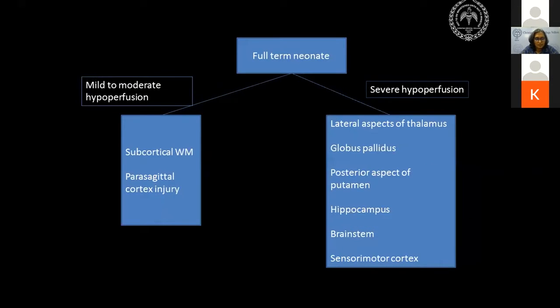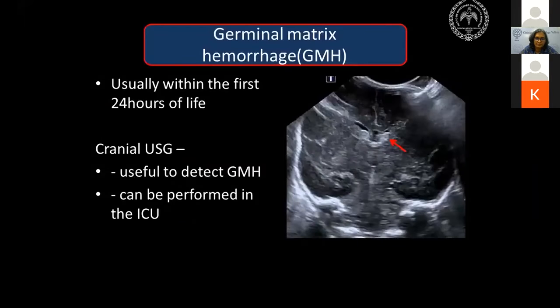In a full-term neonate, if there's a mild to moderate hypoperfusion, the sites that can be initially involved are the subcortical white matter or the parasagittal cortex. In a severe hypoperfusion, sites that are involved include the lateral aspects of the thalami, the globus pallidus, the posterior aspect of putamen, hippocampus, brainstem, and the sensory motor cortex.